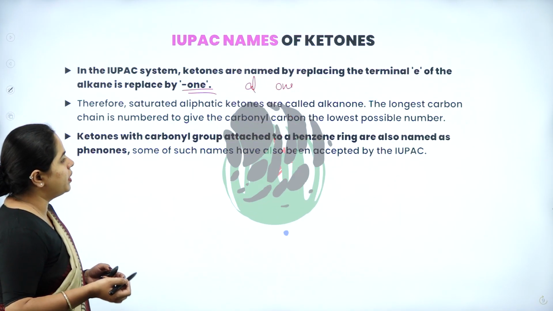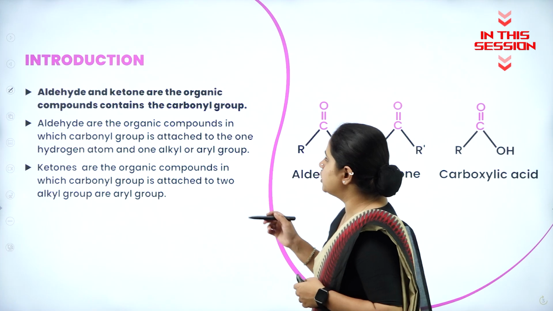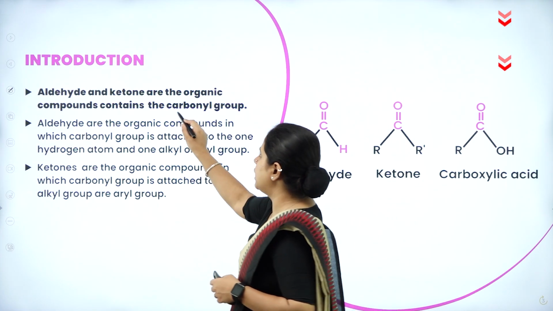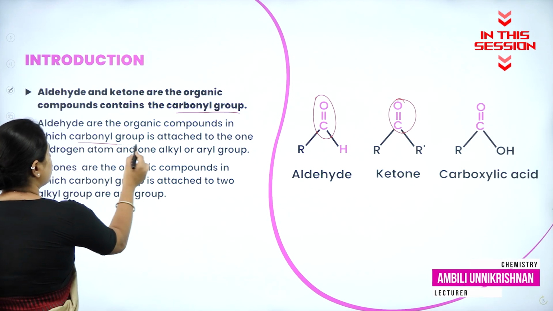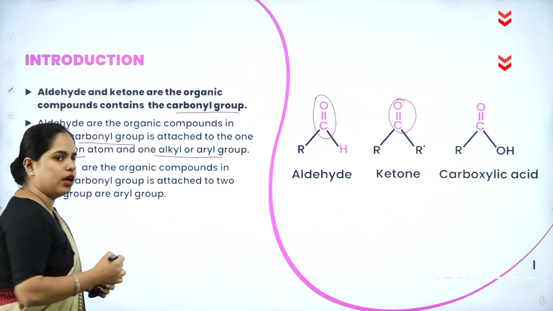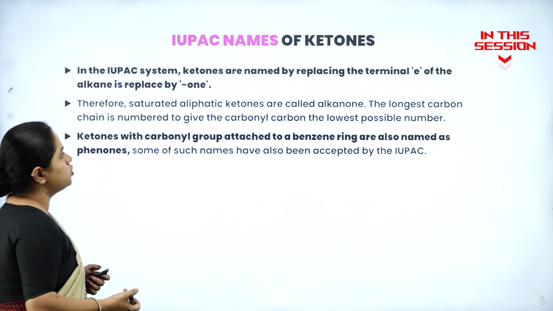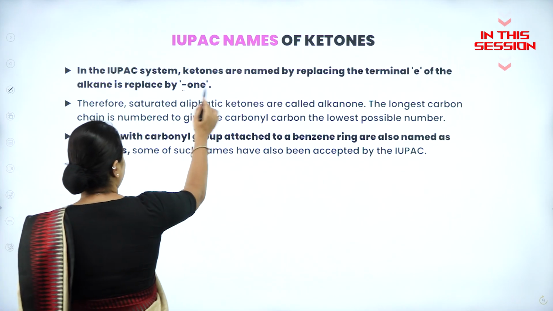Ketones with carbonyl group attached to a benzene ring are also named as phenols. Aldehydes and ketones are organic compounds containing carbonyl compound. Aldehydes are the organic compounds in which carbonyl group is attached to one hydrogen atom and one alkyl or aryl group. In the IUPAC system, ketones are named by replacing the terminal E of the alkane by ONE.